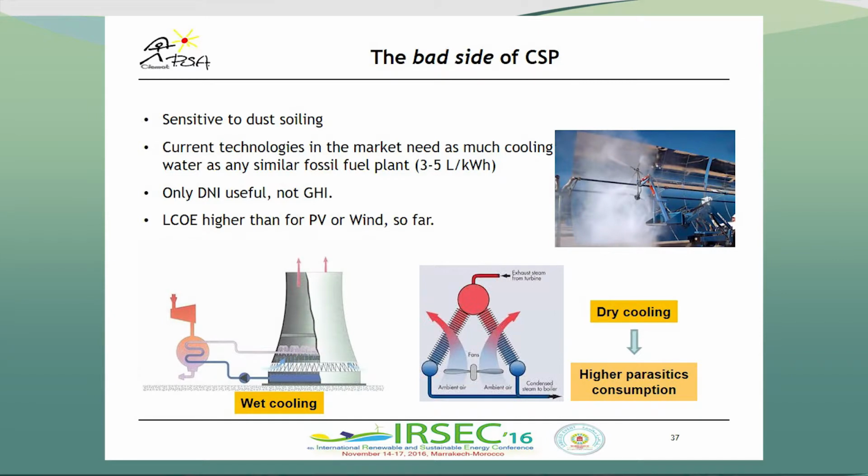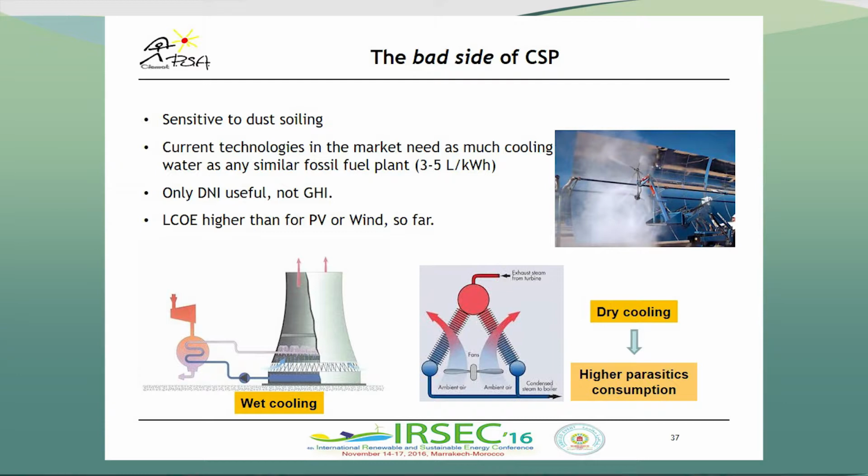Now let's go to the bad side. Sensitive to dust soiling, as PV, for instance. Okay, that's true. We have to fight it. And the weakest point is the need of cooling water, because finally, it's like a fossil fuel plant. The fossil fuel plant has a device like the one shown here, where you need to cool the final temperature of the water in the condenser. And this is a lot of water consumption.